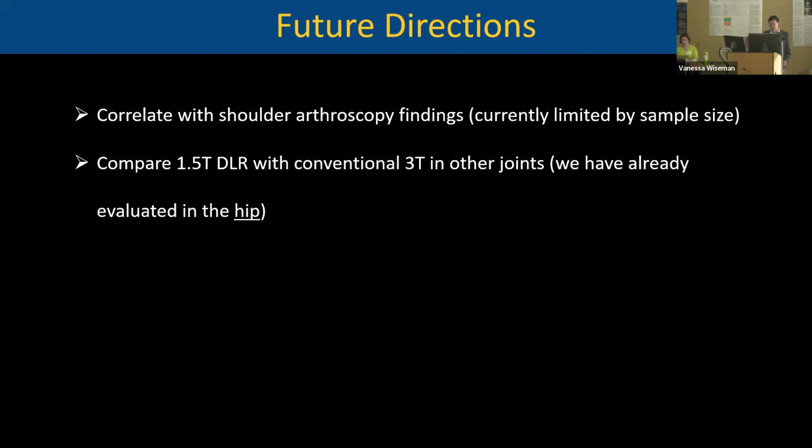So for future directions, we do hope to eventually remedy that with the shoulder arthroscopy findings. Currently, that's limited by our sample size because relatively few of those patients ultimately went to surgery. And we may also want to do a similar comparison in other joints.